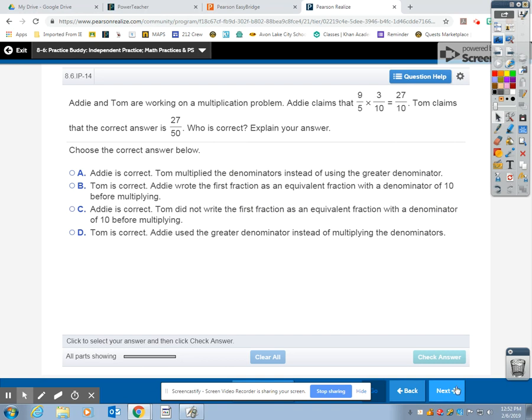If you finish early, you are working on Khan Academy. If you are not at 75%, keep working. If you are at 75%, you are going to do an assignment for me on Prodigy.